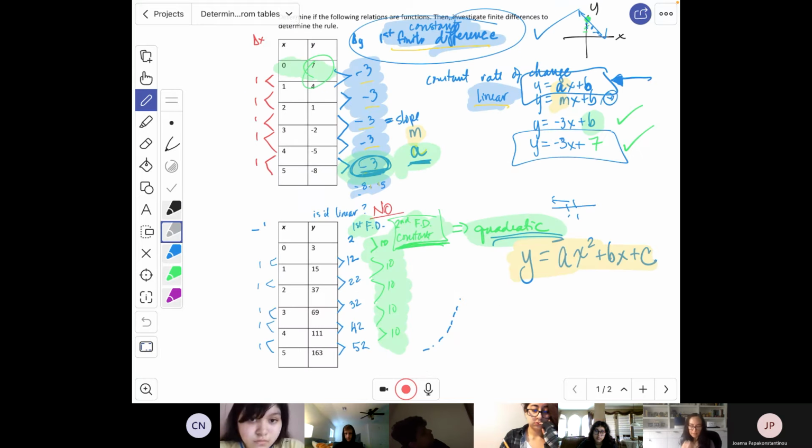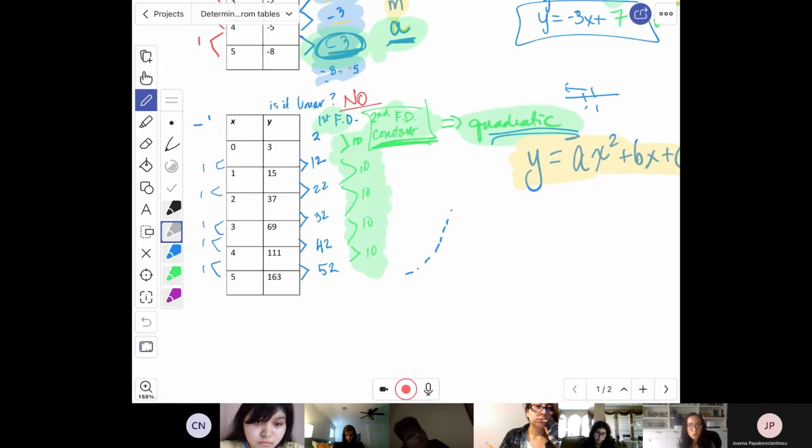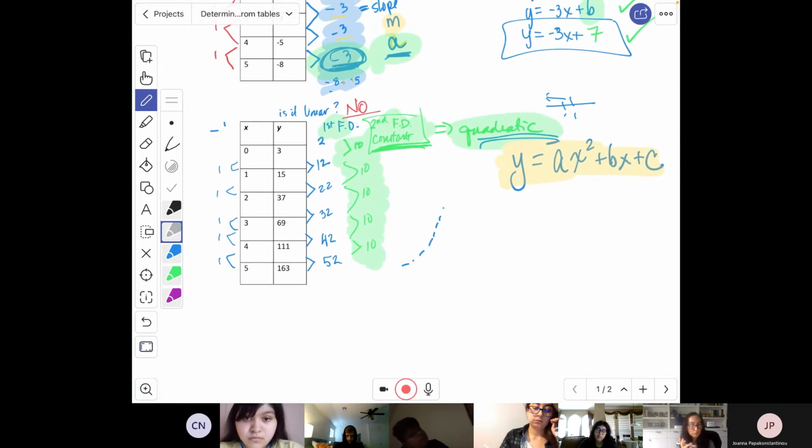So now let's go back to this table here. We said this one was quadratic. It had a second finite difference that was constant. So that is telling you that 10, that second finite difference that is constant, equals what did we just derive? We said it equaled what?